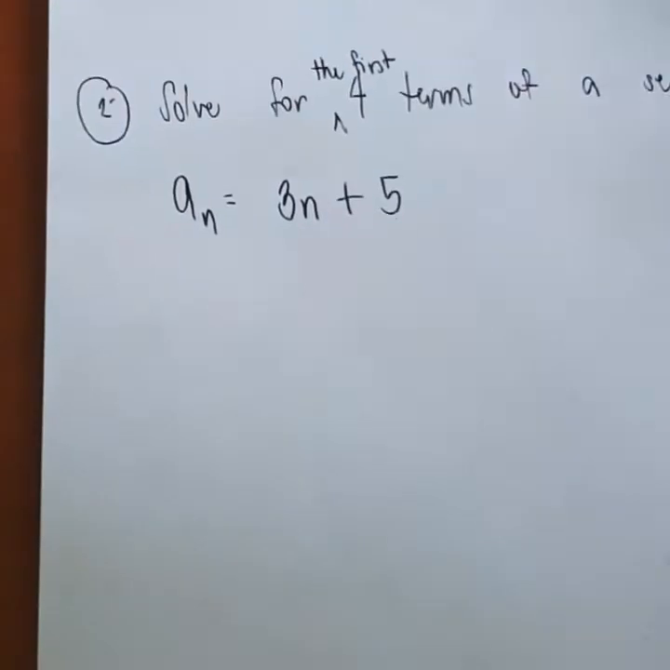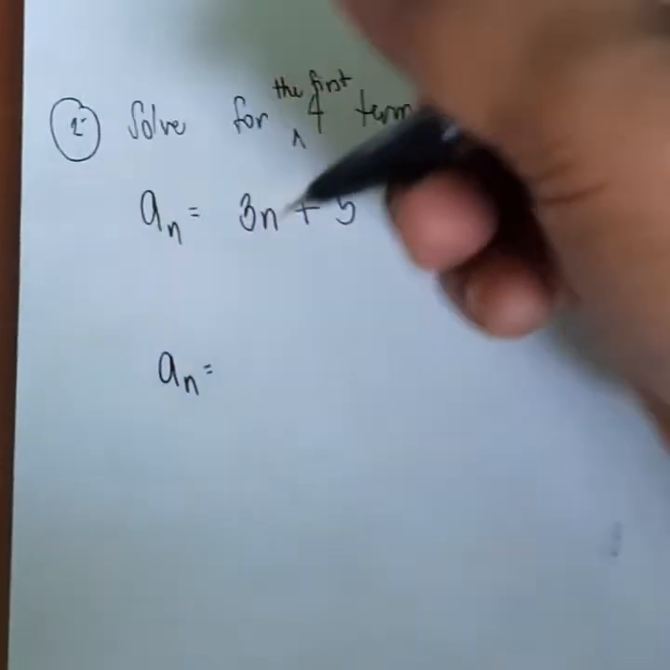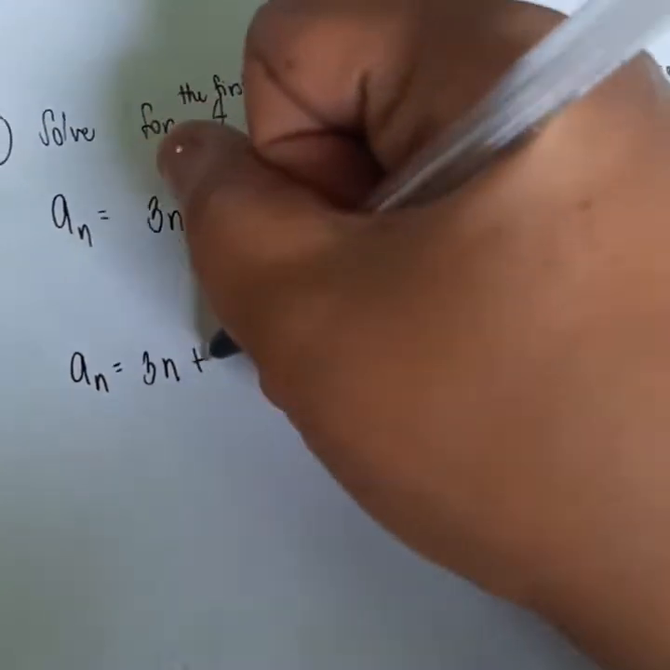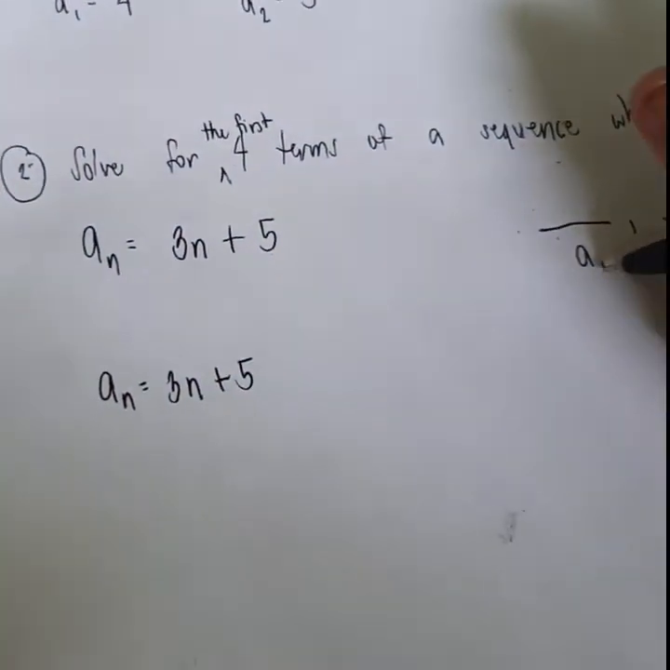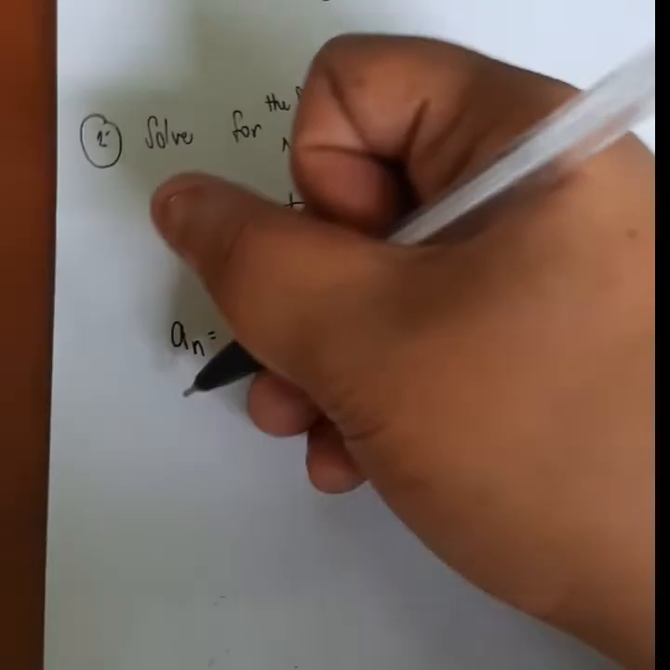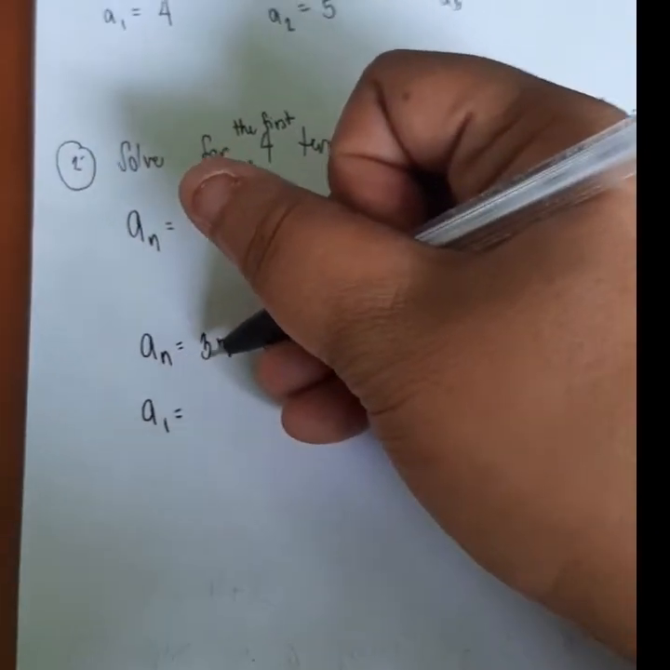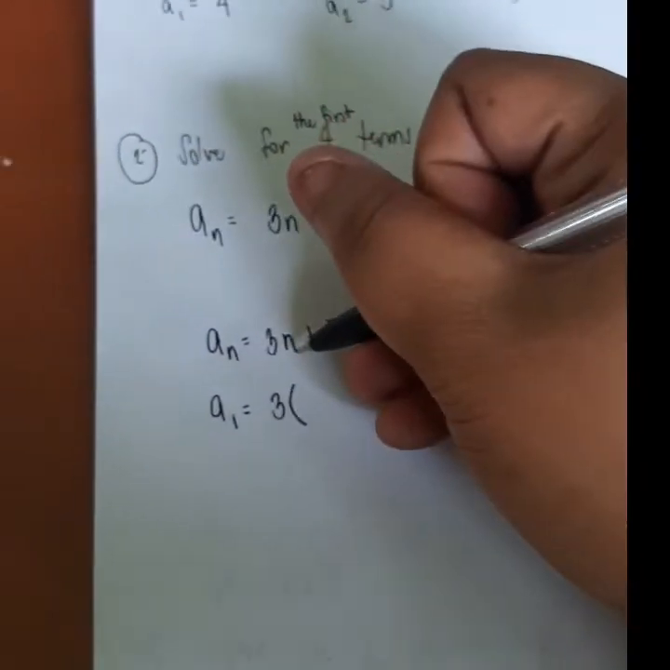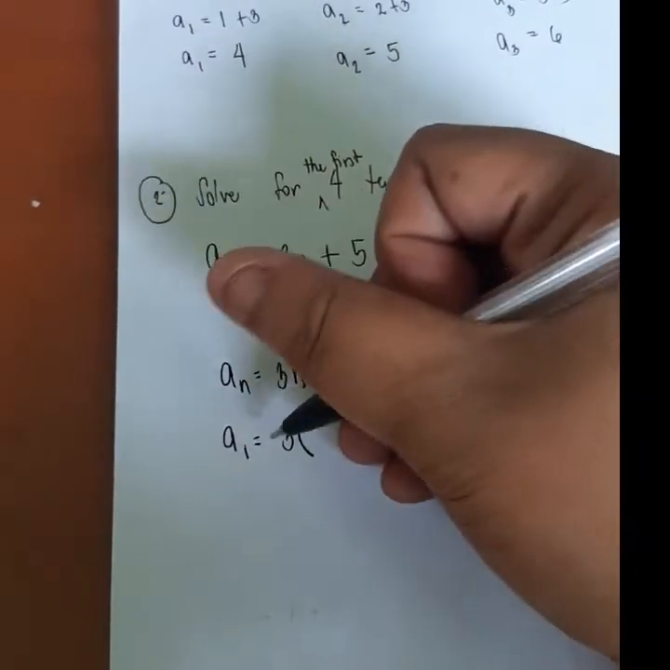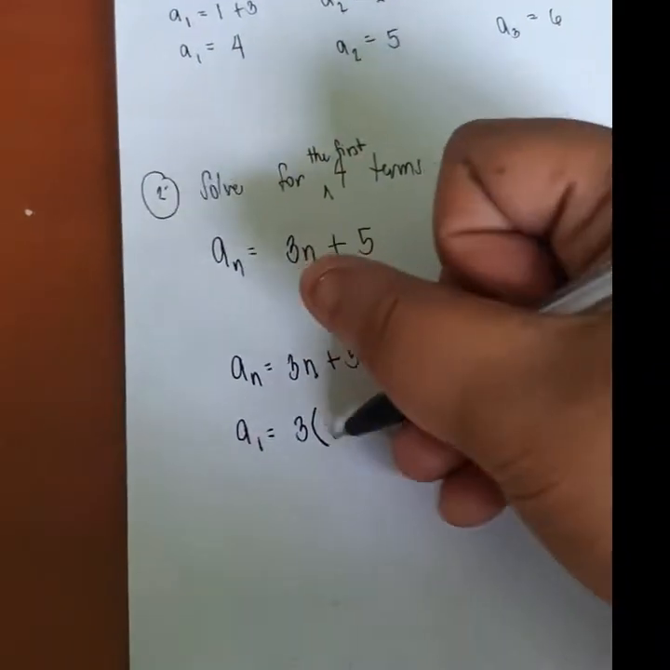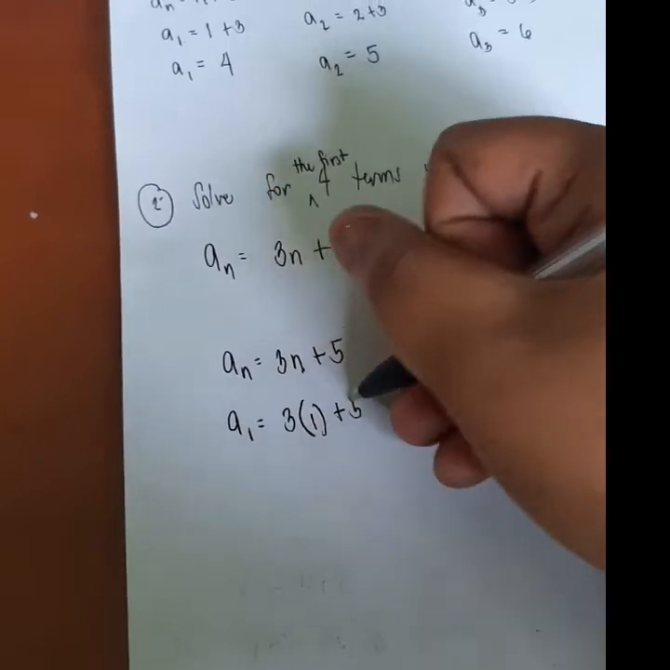So in solving, you start with a given formula. So you're going to have your a sub n is equal to 3n plus 5. And we're going to start with our first term, of course. So you're going to have a sub 1 is equal to, this time, just copy the 3. N will be substituted to 1, since we are looking for our first term, plus 5.